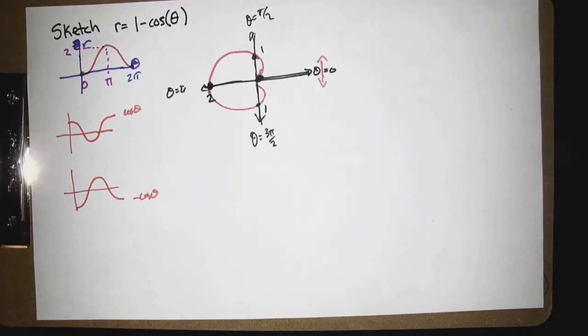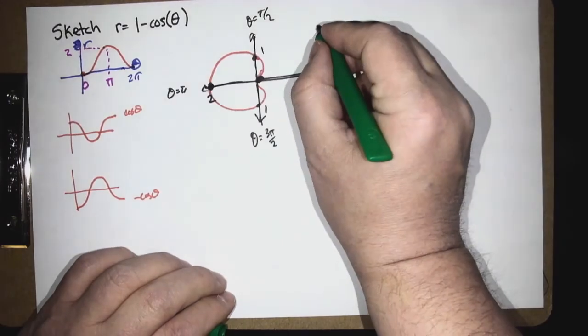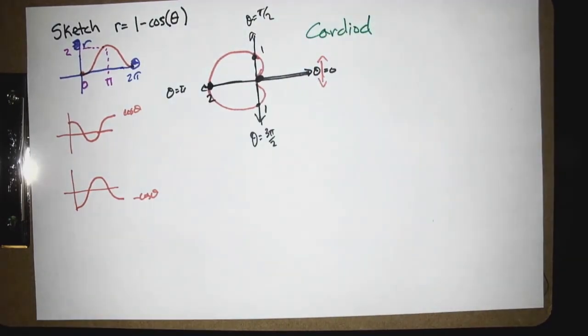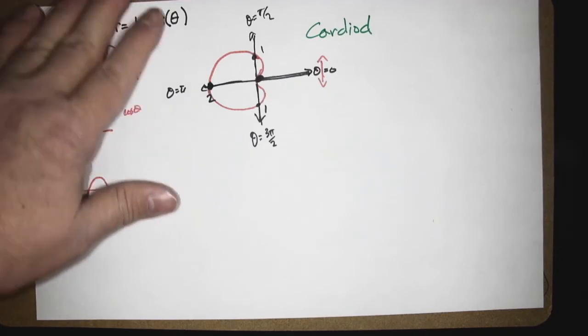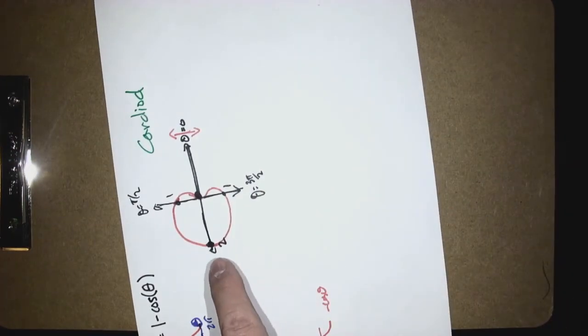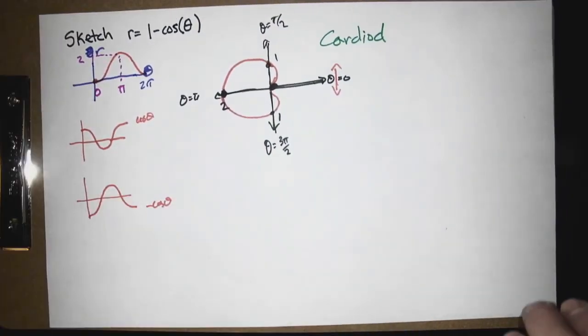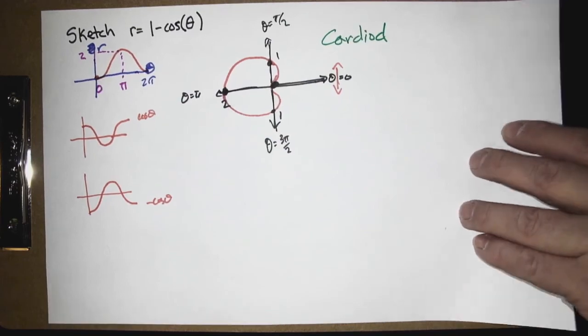Now this has a particular name. This is called a cardioid. So if you ever see a problem that says, oh, it's a cardioid shape, that's what it's referring to. Why do you think they call it a cardioid? It's a heart. If you turn this 90 degrees, it looks kind of like a heart. Close enough. So, all right, that's that curve.